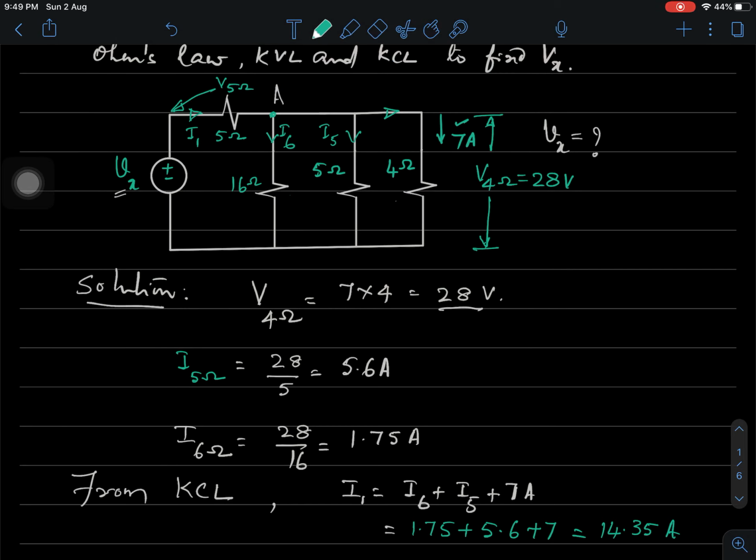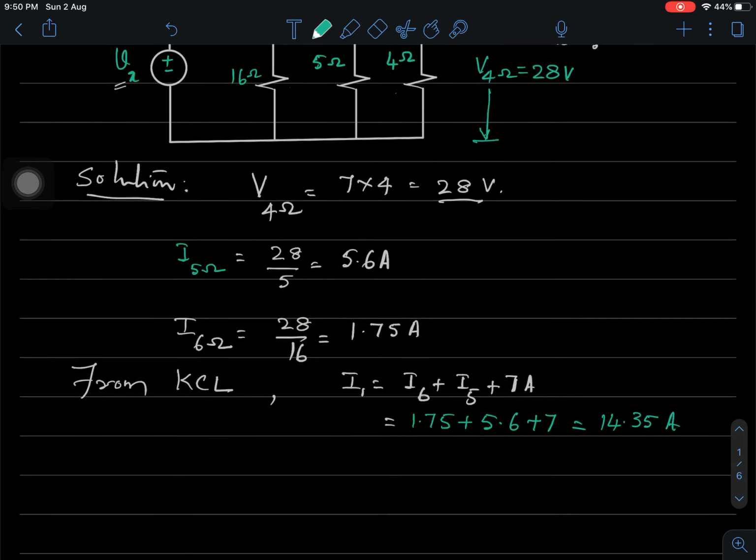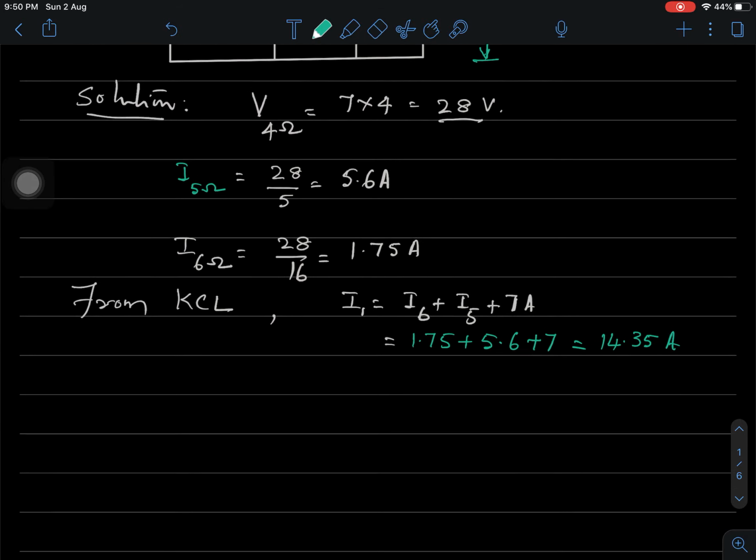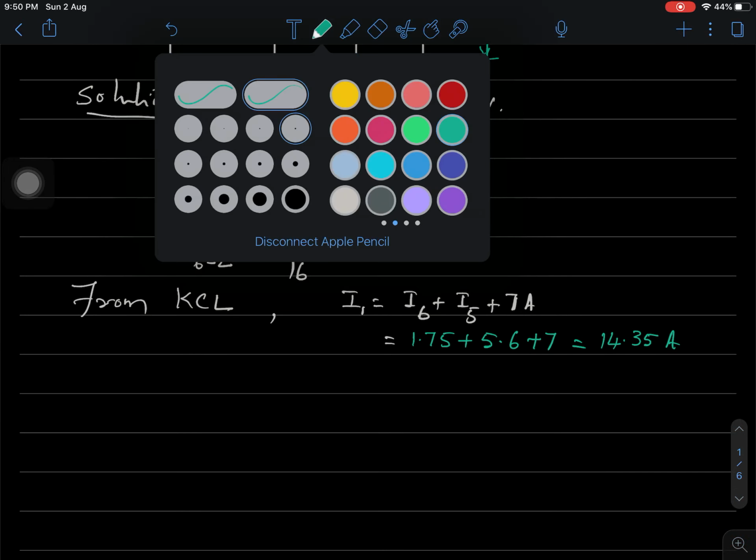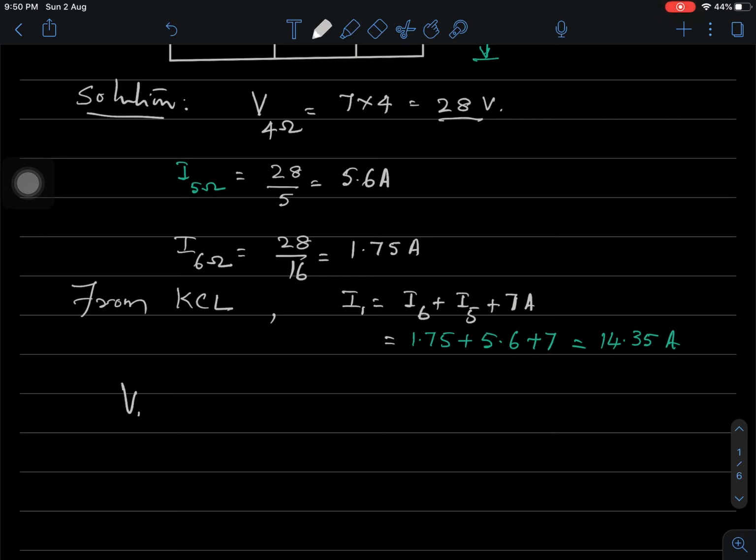This voltage or this potential difference can be computed. Okay, what is the potential difference? So I have indicated it as V across 5 ohms. I will now write V across 5 ohm is simply equal to I1 times 5 ohms. I1 we have found to be 14.35, into 5. This 14.35 into 5 will come out to be 71.75 volts.